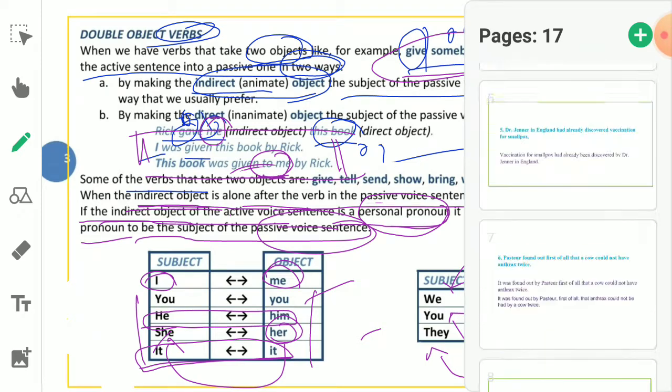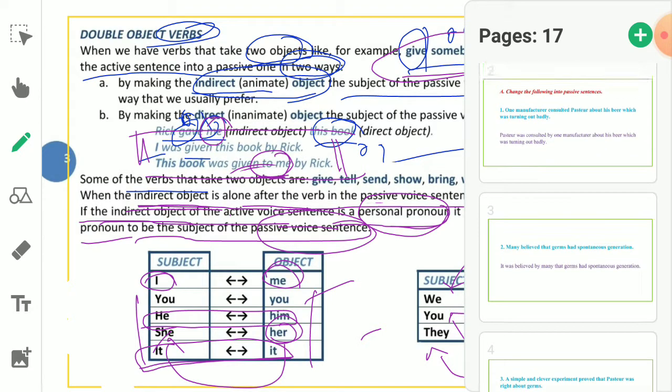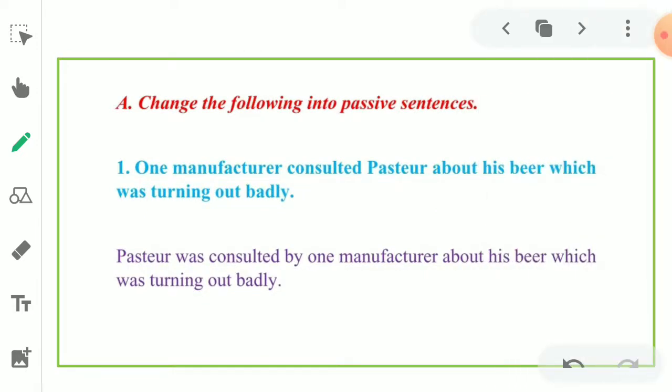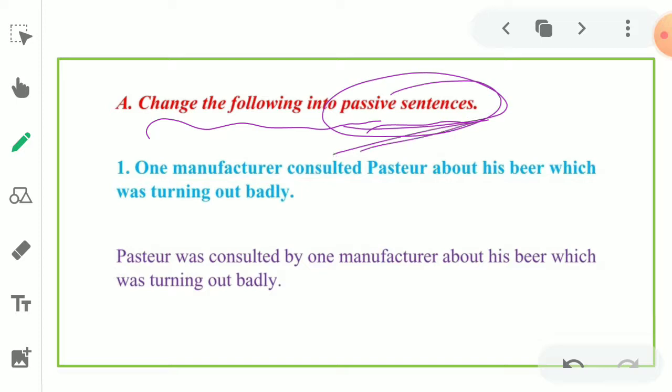Yes, let us go towards the sentences. I gave these sentences as homework for you. Understand? Change the following into passive sentences. What do we have to do? We have to change them into passive sentences.